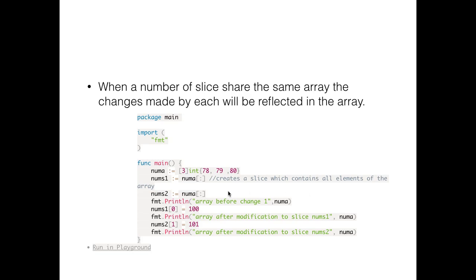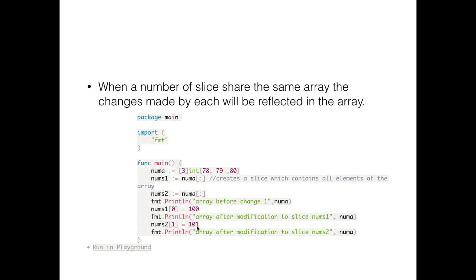So here you can see the main function. We have num A, an array of size 3 and type integer, with 78, 79, and 80 as values, and we have nums1, a slice of the array A that has all the values of num A, and then nums2, which is another slice that takes all the values of num A as well. And then we are printing the array before changes to num A, and then we are making a change to nums1 at index 0, making it 100, and then nums2 at index 1, making it 101.